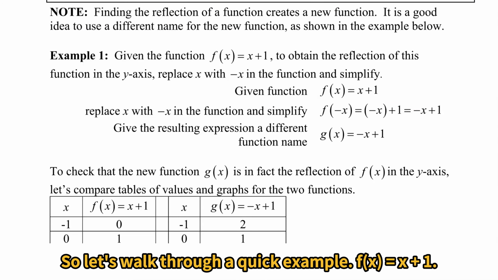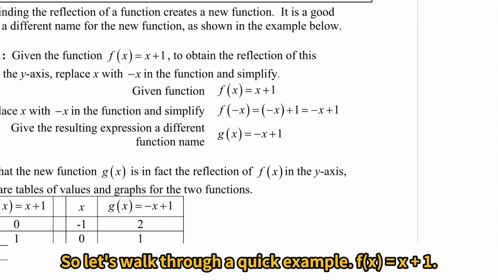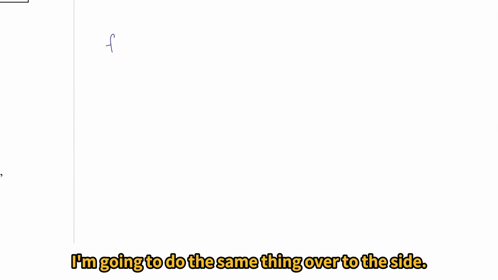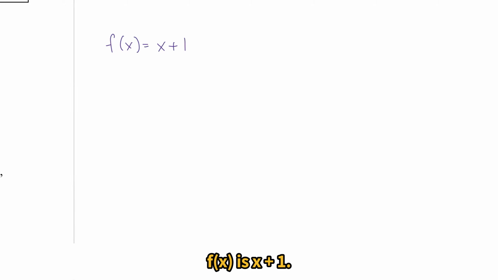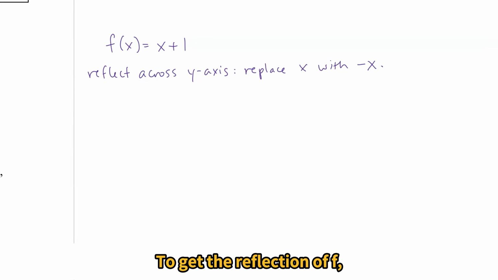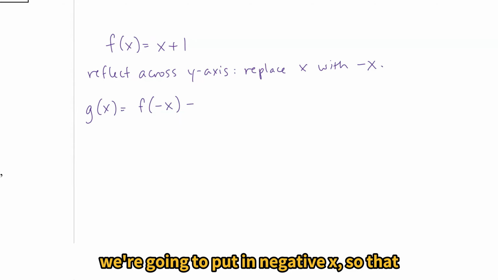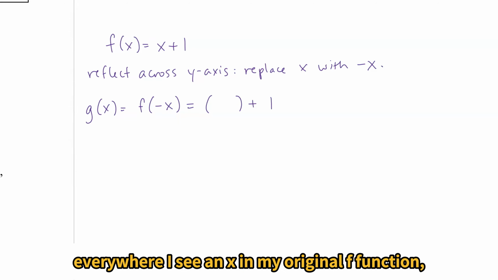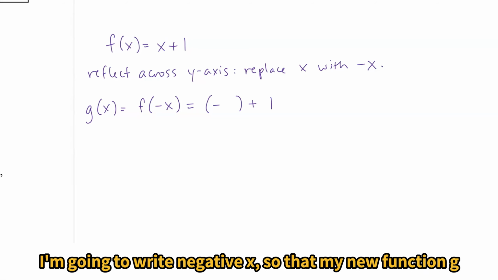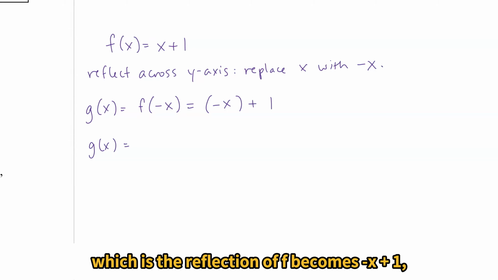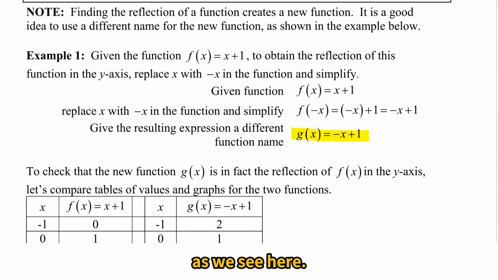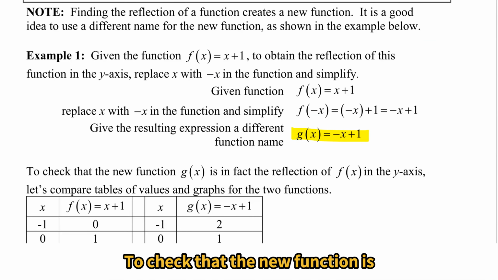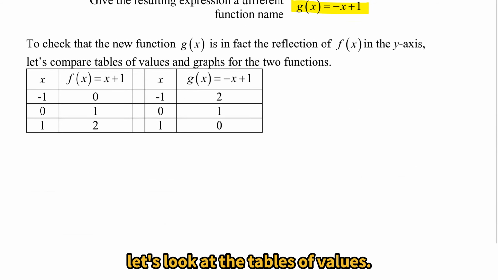So let's walk through a quick example. f of x is x plus 1. I'm going to do the same thing over to the side. f of x is x plus 1. To get the reflection of f, we're going to put in negative x, so that everywhere I see an x in my original f function, I'm going to write negative x. Then my new function g, which is the reflection of f, becomes negative x plus 1, as we see here.